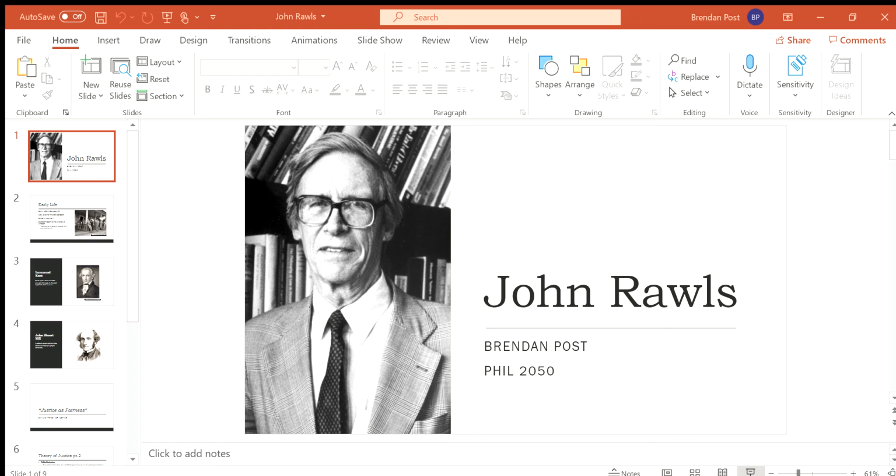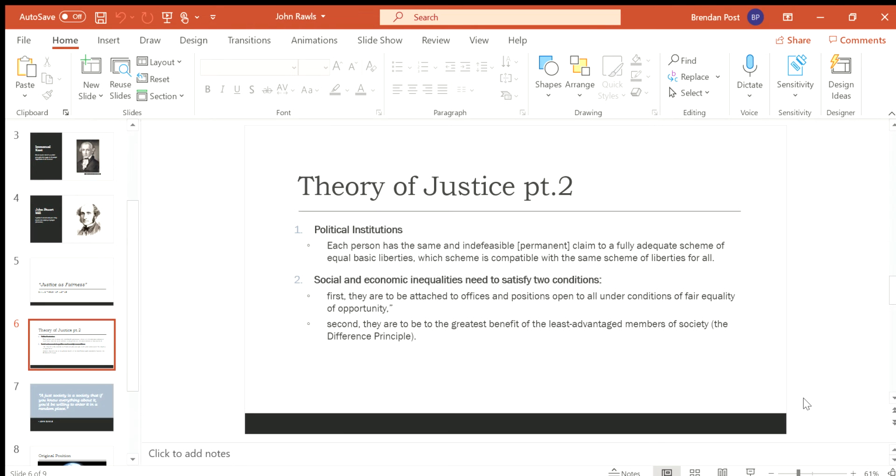The second thing that he talked about, sorry, my laptop just went crazy. The second thing that he talked about was social and economic inequalities. They basically have to meet two conditions. So these inequalities, first, need to benefit everyone equally. And second, they need to benefit the least advantaged people in society.